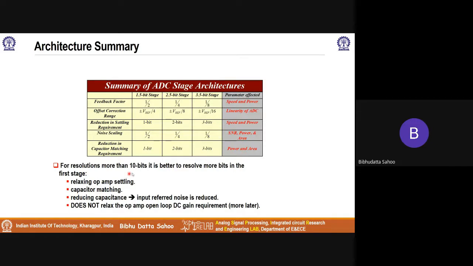For resolution more than 10 bits, it is better to resolve more bits in the first stage, which relaxes the op-amp settling requirement and therefore reduces power. Therefore reducing capacitance as well, because the noise can be reduced, but it does not relax the op-amp open loop DC gain requirement. So the op-amp open loop DC gain requirement does not change.